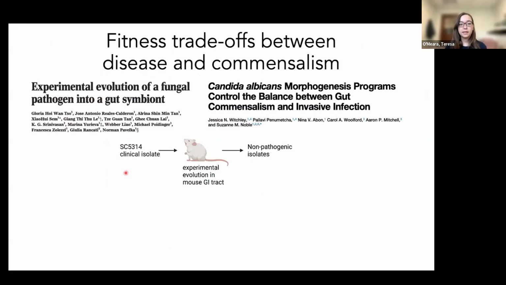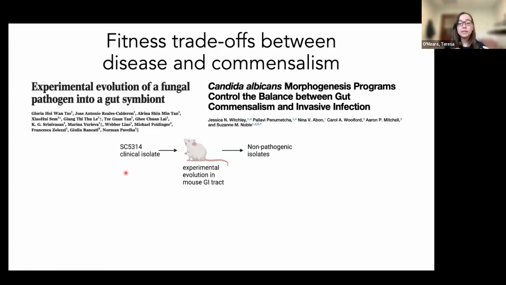This was driven by some really nice studies in mouse models where they took SC5314, which I'm going to refer to a lot as our clinical reference isolate, and experimentally evolved it in the mouse GI tract. At the end of that experimental evolution, we end up with non-pathogenic isolates. Or in a functional genomic screen, identifying genes that are required for colonization, we again saw that trade-off between filamentation and colonization in the gut. So strains that are colonizing tend to be afilamentous and avirulent.